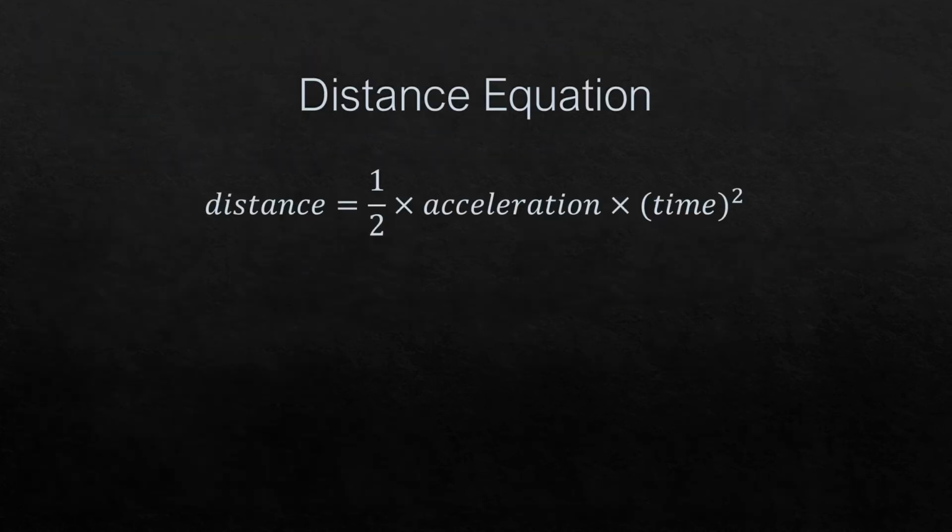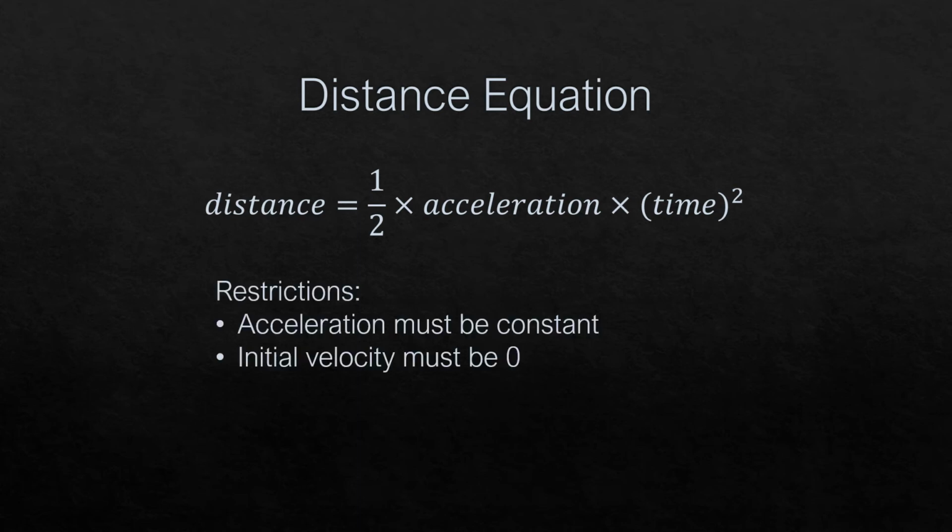Now we're ready for that second equation, the distance equation. Distance traveled while an object is accelerating for a given amount of time is equal to 1/2 multiplied by acceleration multiplied by time squared. There are a couple restrictions on when you can use this equation. First of all, acceleration needs to be constant. If the acceleration is changing, then you don't know what number to plug into this equation. Also, initial velocity must be 0. So whatever object you have has to be starting from a stop for you to be able to use this equation. Note that it's not time in this equation, but time squared, denoted by that small raised 2.